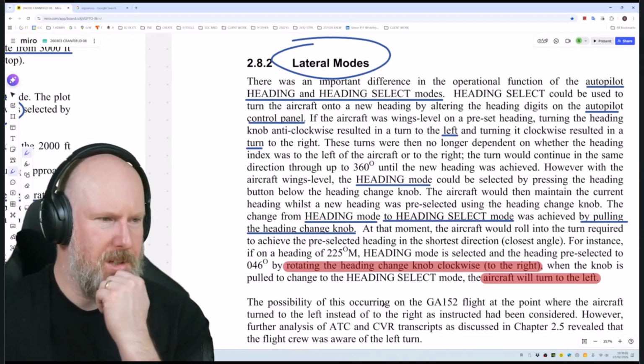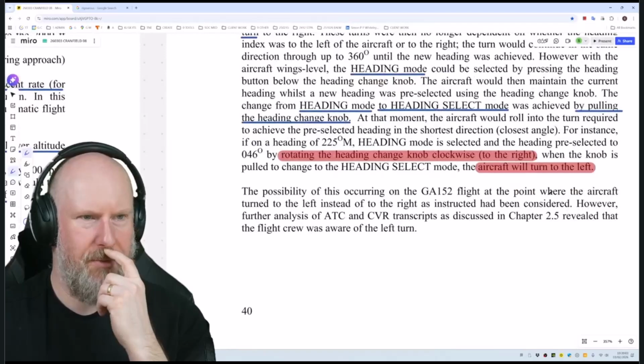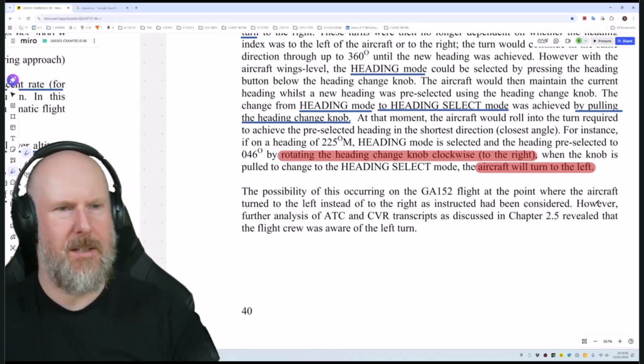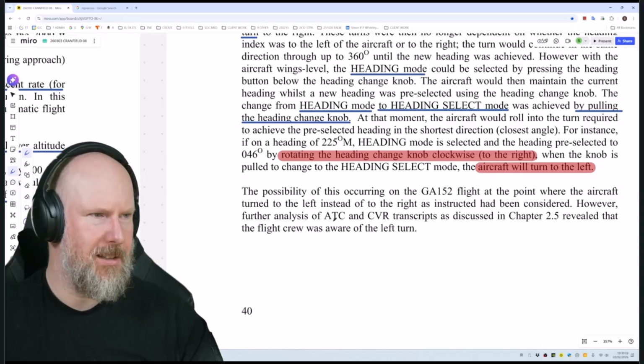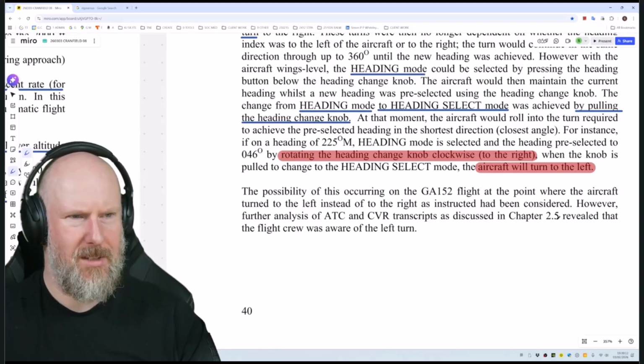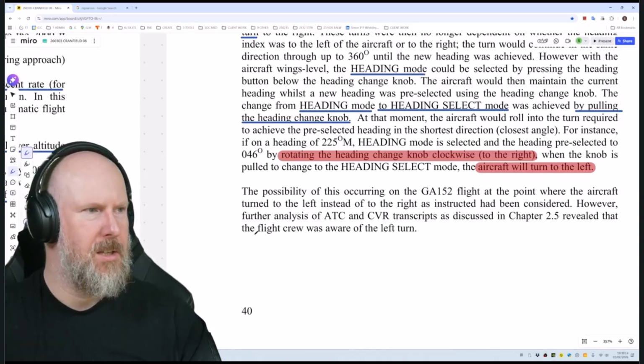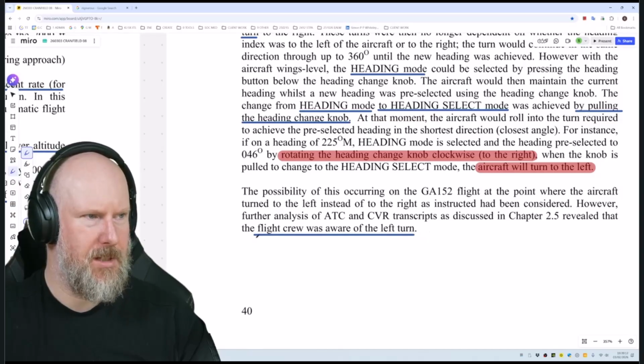Anyway, the possibility of this occurring on GA152 at the point where the aircraft turned to the left instead of to the right, as instructed, has been considered. However, further analysis of ATC and CVR transcripts, as discussed in Chapter 2.5, revealed the flight crew was aware of the left turn.